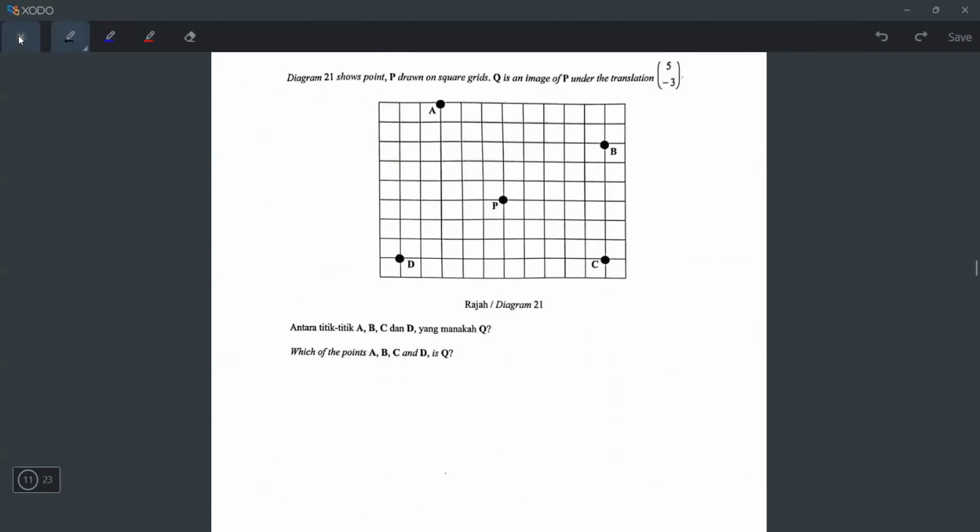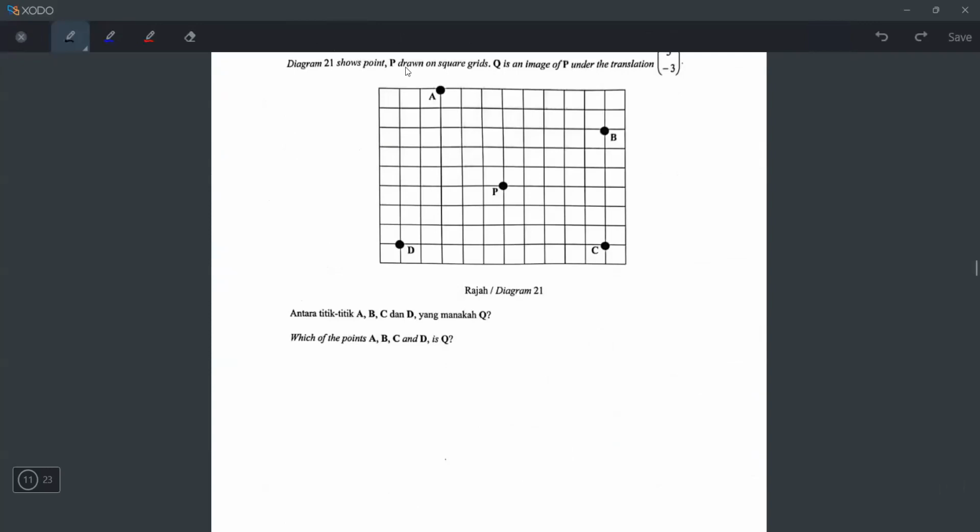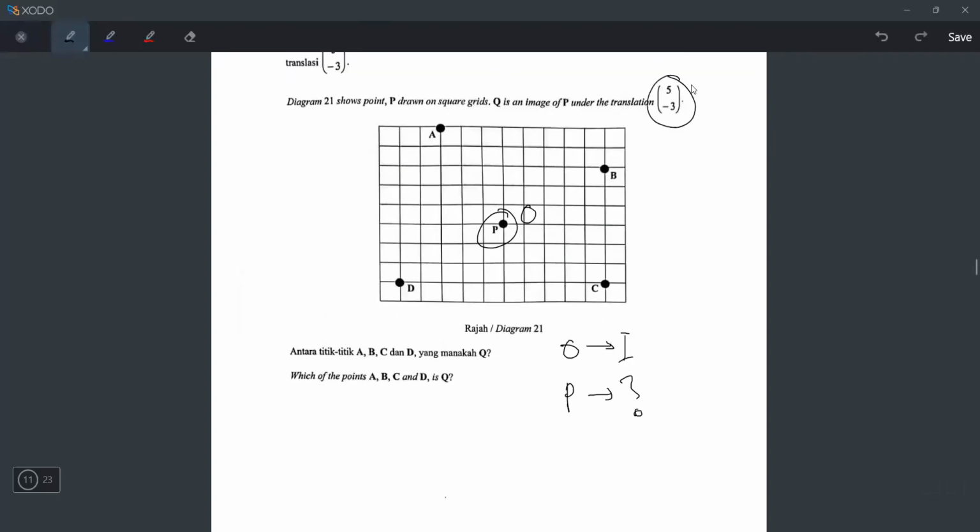Okay, let's go to 21. Diagram 21 shows point P, and Q is the image of P. So P is the object, and Q is the image of P. So P object goes to image. But they say that Q is the image of P under the translation (5, -3). So 5, -3 means to the right 5 and -3 means downwards 3. So let's count. 1, 2, 3, 4, 5. Don't go up, go down. 1, 2, 3. So the answer is C.